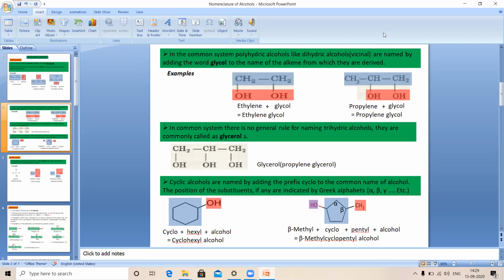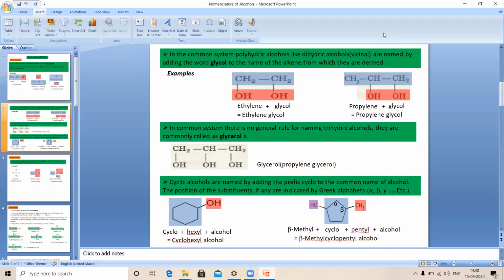If we see the second example, CH3CHOH CH2OH, here also two OH groups are attached. So the name becomes propylene glycol. In the common system, there is no general rule for naming the trihydric alcohols. They are commonly called glycerols. For example, if we take propylene glycerol, there are 3 OH groups present: CH2OH, CHOH and CH2OH.